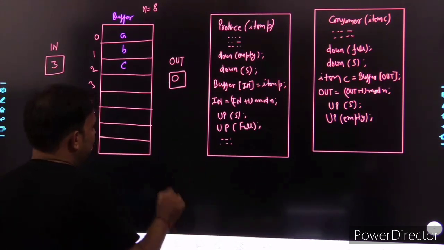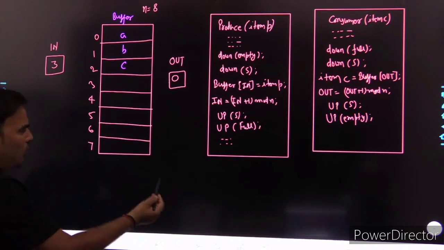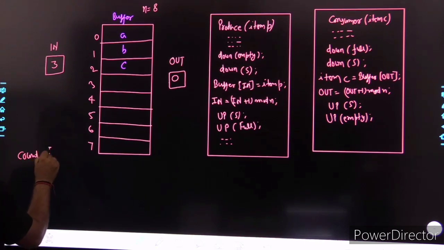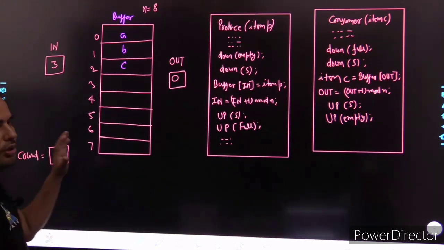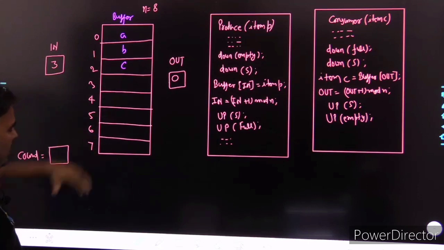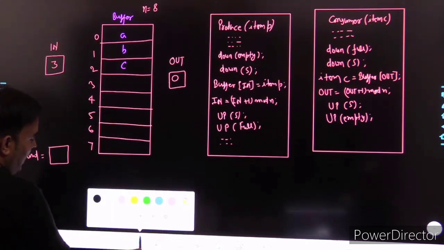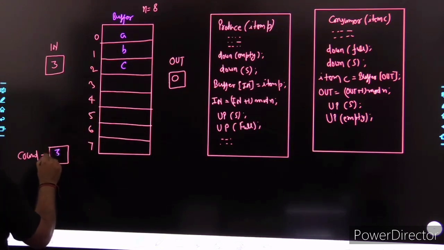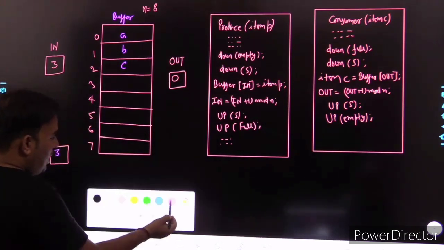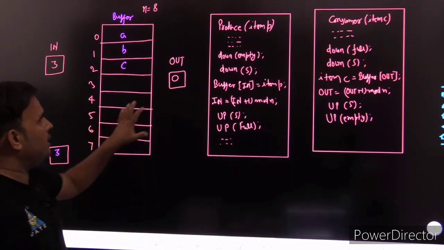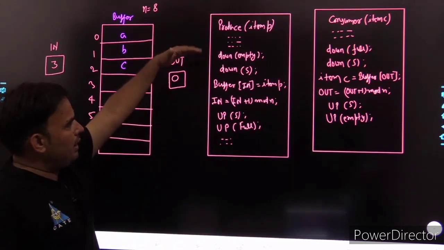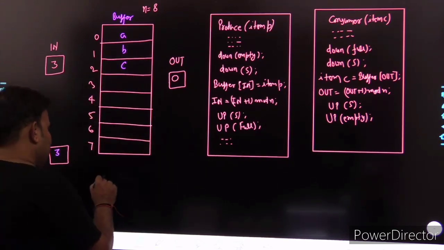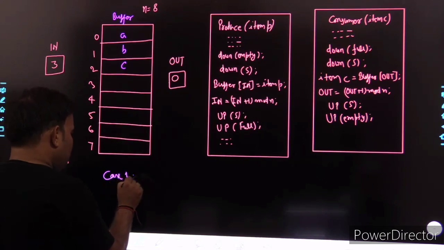And there is one more thing, that is count. Count will give you the number of items in the buffer at a particular time. How many items do we have here? 3. Listen to me carefully. Now I am going to consider case 1, in which the producer is producing the item.